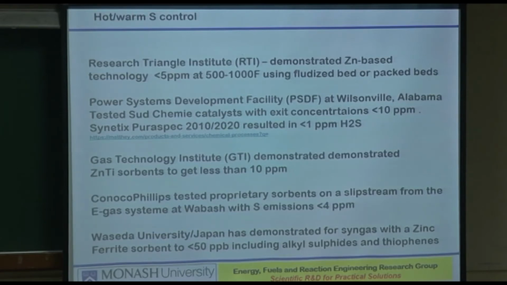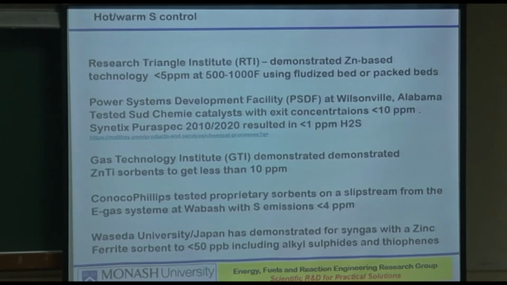Syntex is now part of Johnson & Matthey. Johnson & Matthey, as you know, is one of the largest catalyst suppliers. So the bottom line message from here is that you can get very low hydrogen sulfide ppm by using warm sulfur gas control, but the temperatures are still low. We are looking at sub 300 degrees to do this.